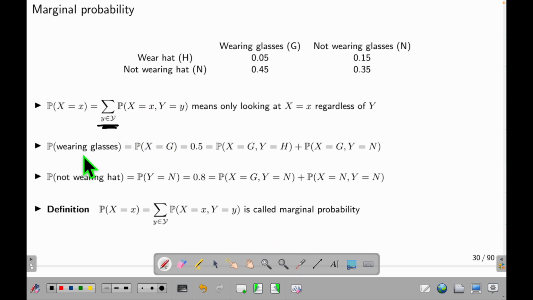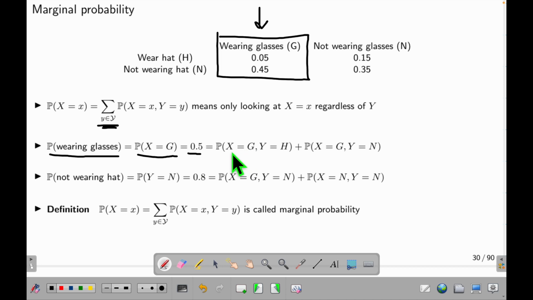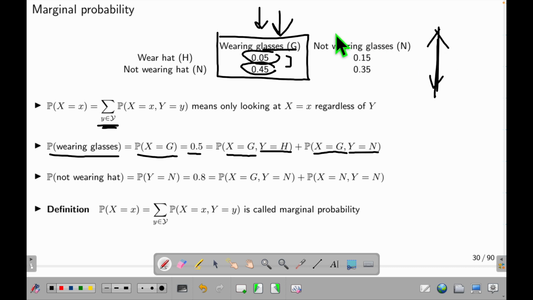So for example, what is this? This is the probability of wearing glasses. So we don't care whether or not it's wearing a hat or no hat. So this is the same as the probability of X equal to g. That means we are looking at this column, which is 0.5. So what does it mean? It is the probability of X is g, meaning wearing glasses, and Y is h, meaning wearing a hat, plus X is g, wearing glasses, and Y is n, not wearing a hat. So this number plus this number gives us all the probability of wearing glasses. We add these two numbers, which is the same as not caring about the y dimension. We collapse along the y dimension.